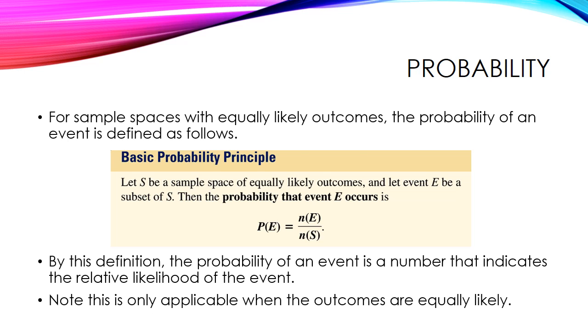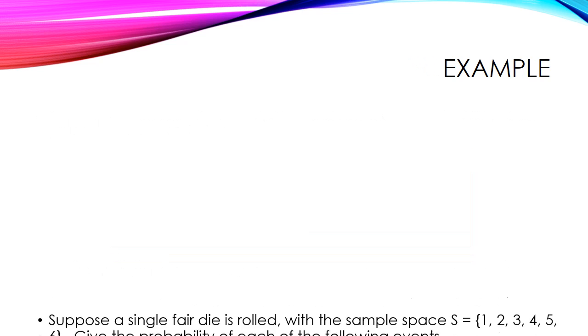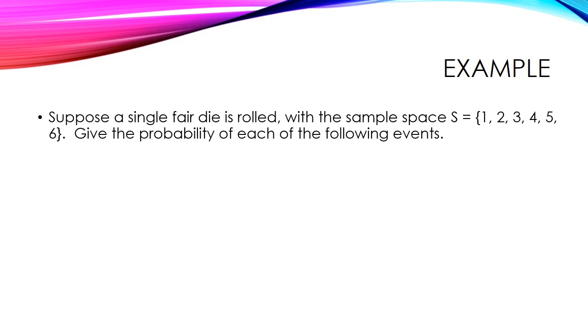Now, really super important to notice that this principle applies to sample spaces of equally likely outcomes. The examples we've talked about before, dice, the numbers 1 through 6, if you roll a fair die, have equally likely outcomes. The heads or tails on a fair coin, equally likely outcomes. So we would be able to use this principle with them. So suppose a single fair die is rolled. We have our sample space there. Give the probability of each event.